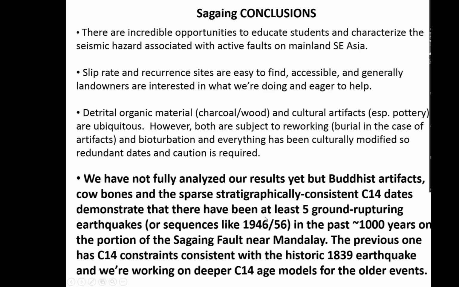So about a 100-year interval between these two events, and at least 5 in the last 1,000 years. So at least an average of 200, and the last interval looks more like 100. And we're working on age models to try to get these older events.